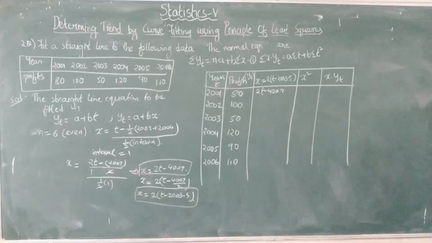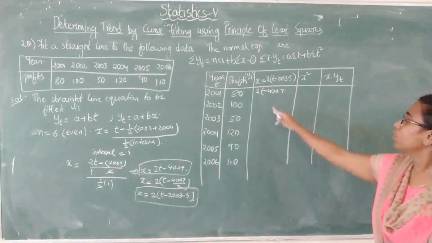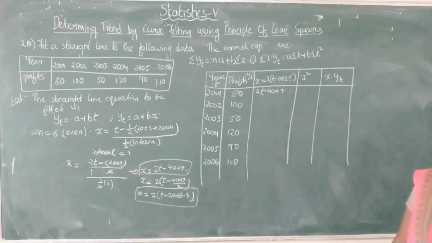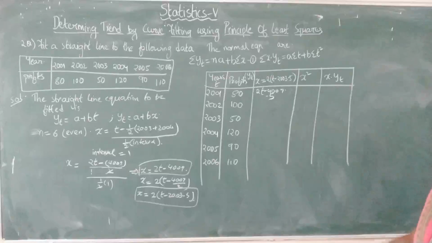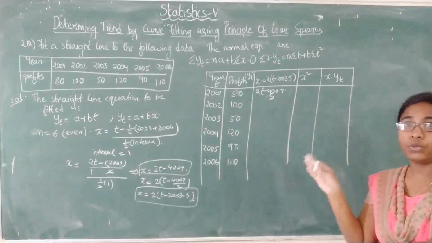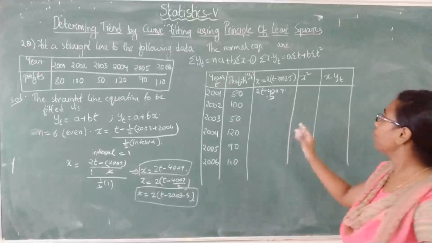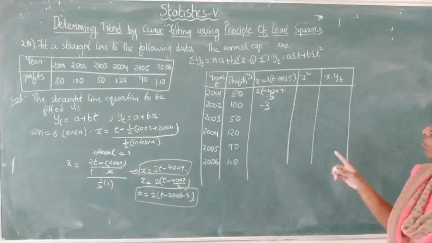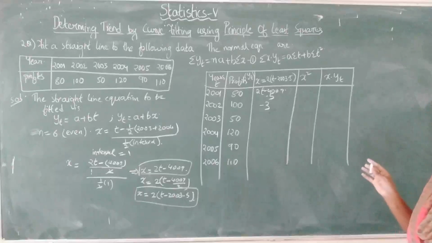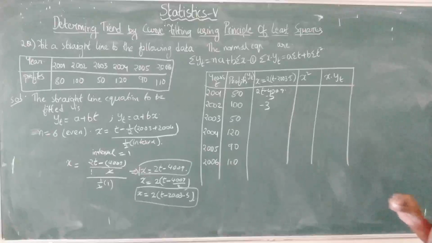What is the first t value? 2001. So 2001 into 2 is 4002. 4002 minus 4007 is minus 5. So the first x value we got is minus 5. Similarly, the next x value: 2 into 2002 is 4004, minus 4007 is minus 3. Now similarly 2003: 2 into 2003 is 4006, 4006 minus 4007 is minus 1.